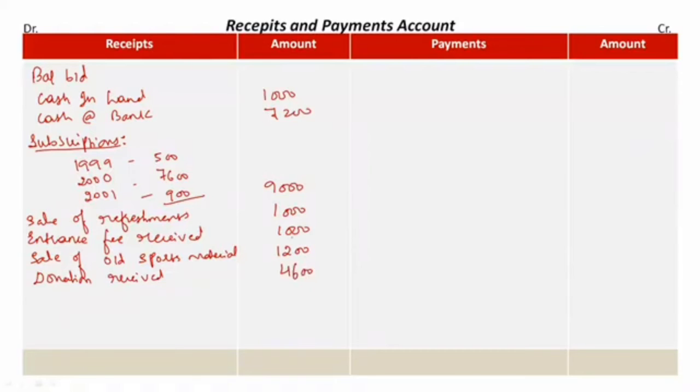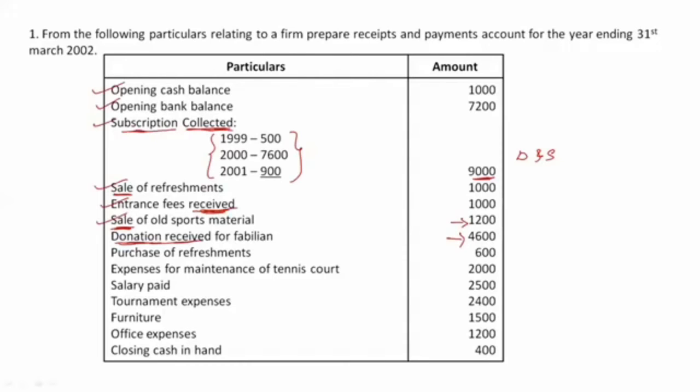Then come back to question. Next we have purchase of refreshments, rupees 600. Now I'm purchasing certain refreshments. What is refreshments here? It could be any health drinks, or any soft drinks, anything like tea, coffee. We call all those refreshments here.